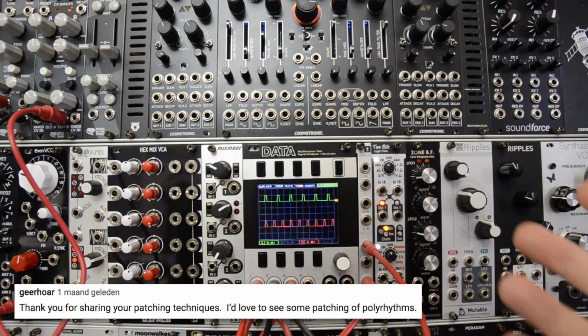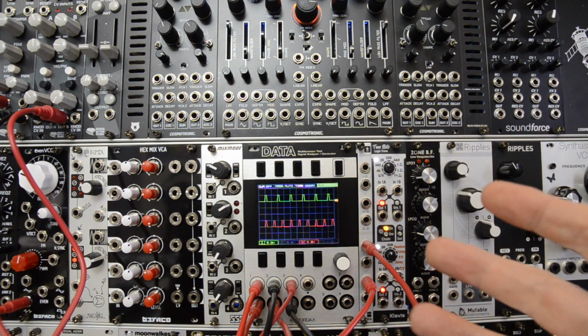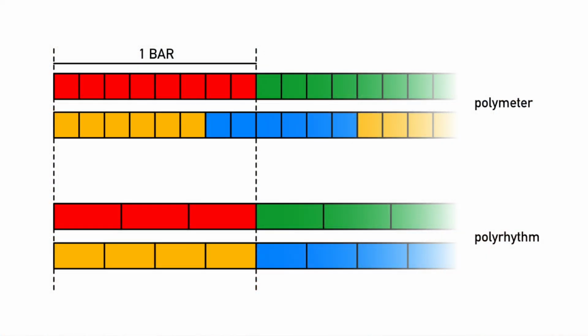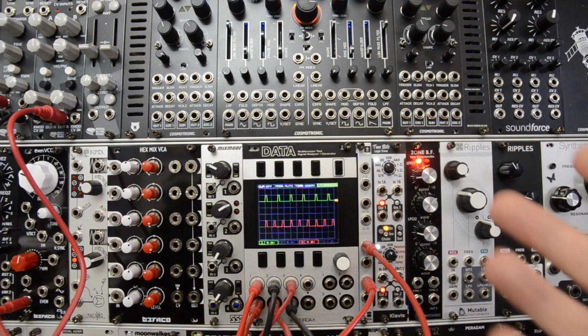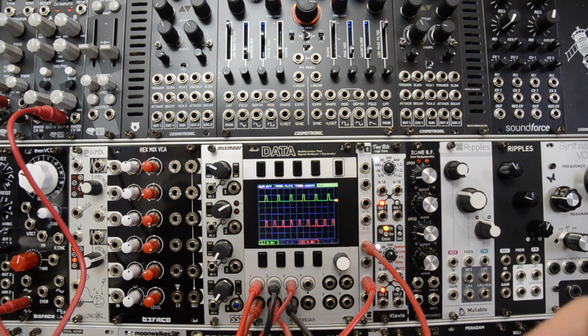Someone asked how to set up a polyrhythmic patch, and polyrhythms shouldn't be confused with polymeters, where polymeters are several patterns that have the same tempo but a different length. A very simplistic way to look at polyrhythms is that they have the same length but not the same tempo. And I think the easiest way to set up a polyrhythm is just using clock dividers.